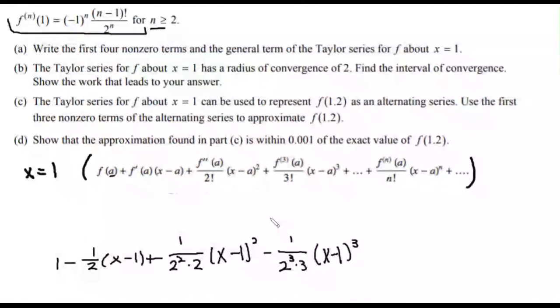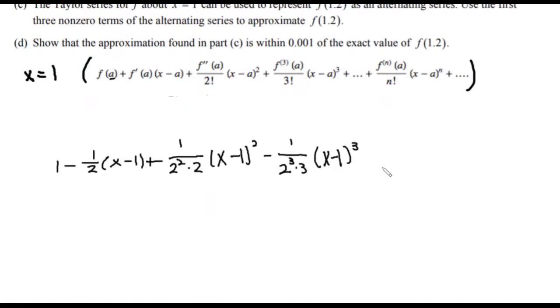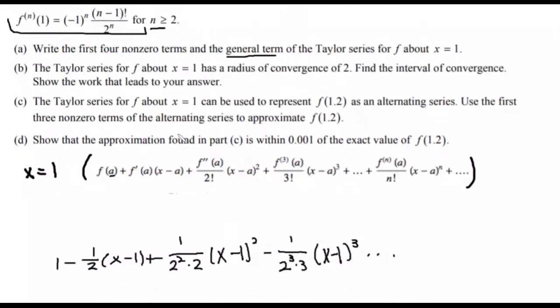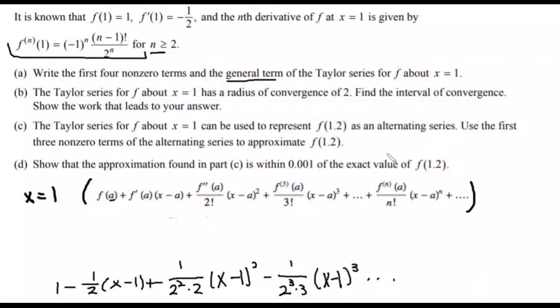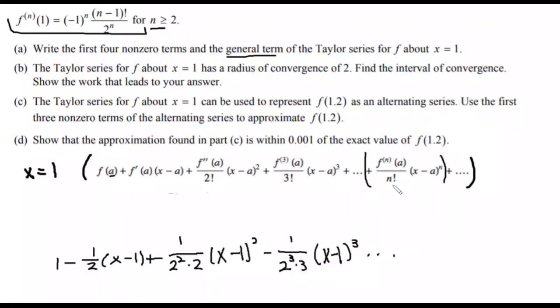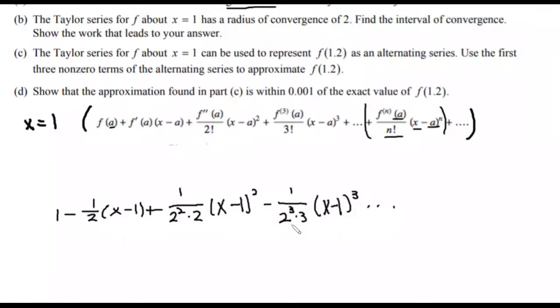However, Part A still asks, write the first 4 non-zero terms and general term for the Taylor series. So we have to find the general term. What is the general term? The general term is literally an equation where we just plug in the numbers, to make this kind of equation.